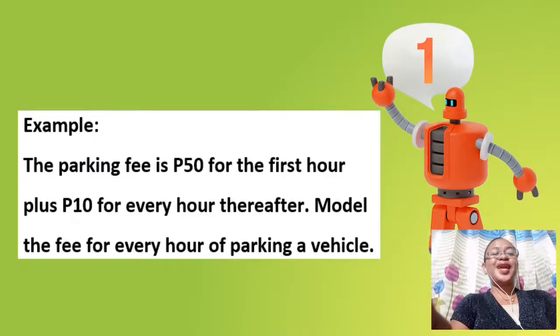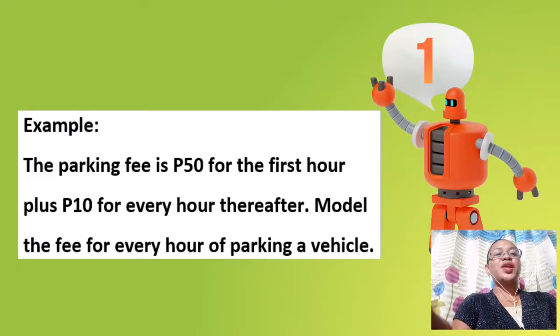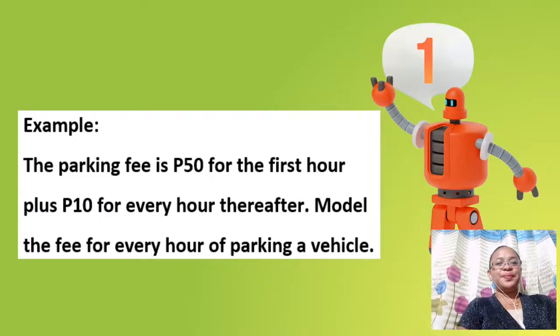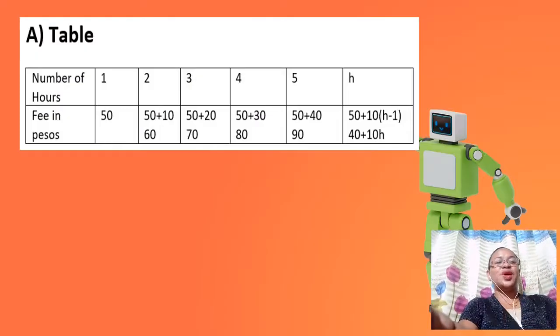So first, we analyze the given in the situation. We know that the parking fee is 50 pesos for the first hour. And then, we have to pay 10 pesos for every hour thereafter, after paying the first hour. So we start paying 10 pesos additional in the second hour. Model the fee for every hour of parking a vehicle. So we will start modeling this with a table.